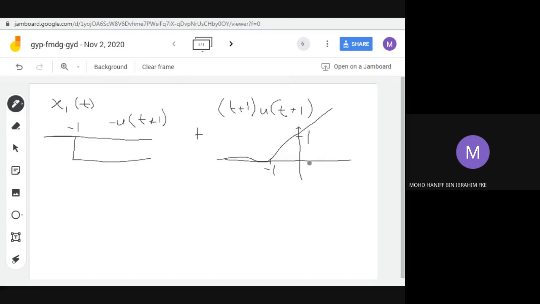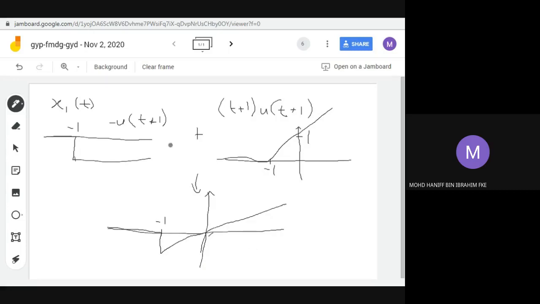So if we add these 2 functions, what should be the case then? You are supposed to get a function which should look like this. Okay, this is the vertical axis. For this, you're going to have this step function, -1. Because of the negative amplitude, and we have a positive amplitude here, your signal will be shifted downwards, and that should be your signal.